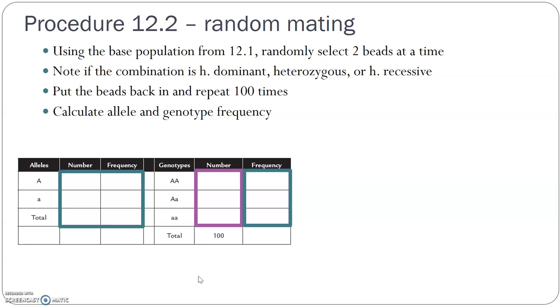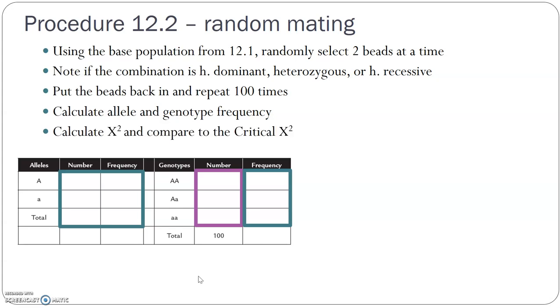You will have to determine the frequency, which remember is taking the number of the genotype divided by the total, which in this case is 100. And then you are going to calculate the allele number and the allele frequency, which we talked about in the last video. So you're going to do that on this table. Then you're going to look at the next table.